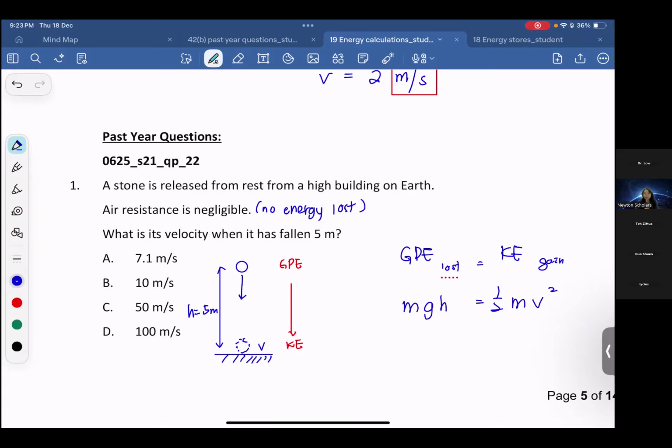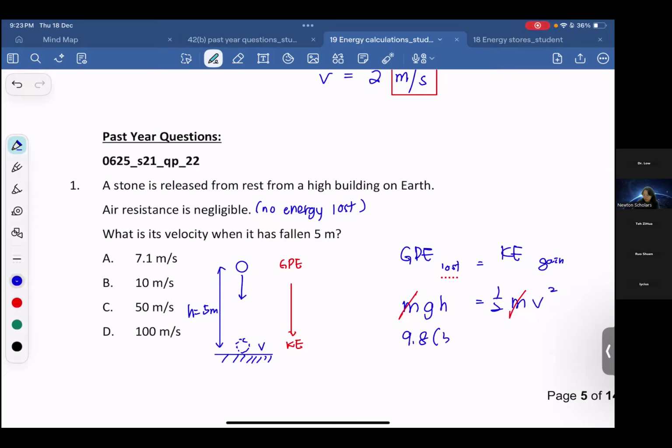Dear, from starting to ending, is the same stone. At the end, still this stone. From starting to ending is still the same object. The mass of the object doesn't change. That means this mass and this mass actually is the same mass. Although the question doesn't provide it, yes, Zihua said it can be cancelled out. Yes, correct. So here, m and m we can cancel out. Although the question doesn't provide it, we still can solve it.